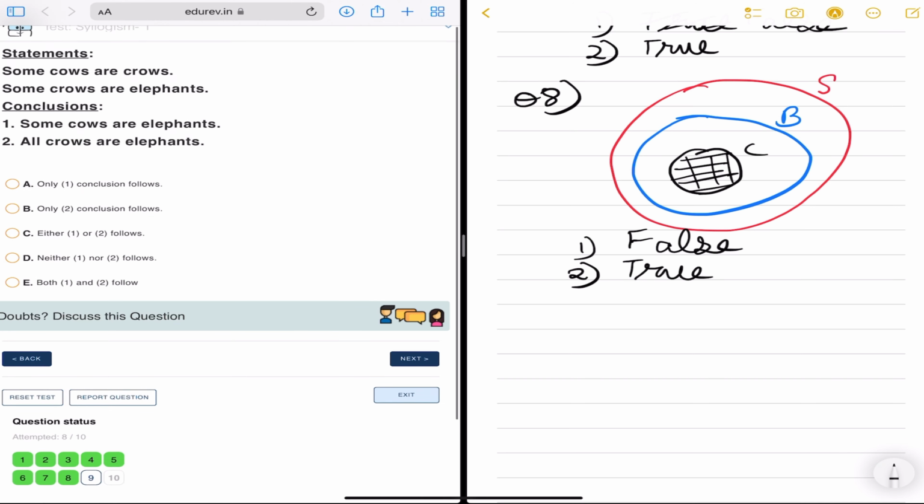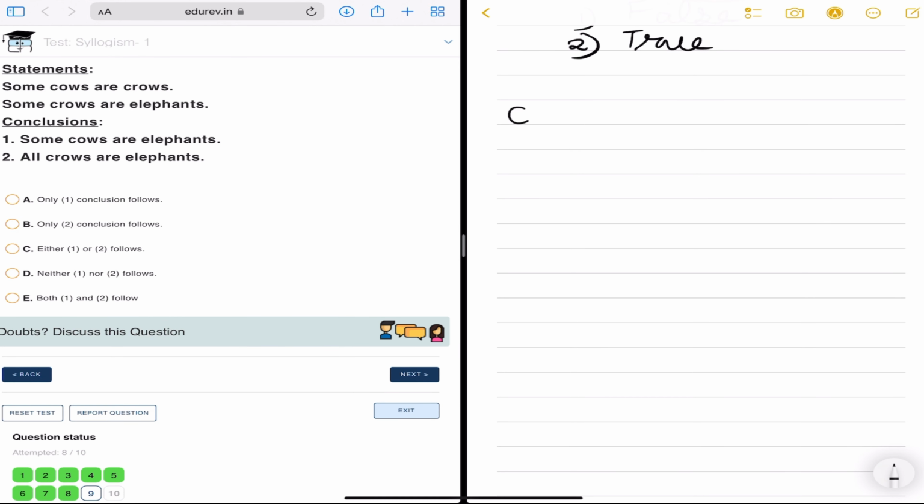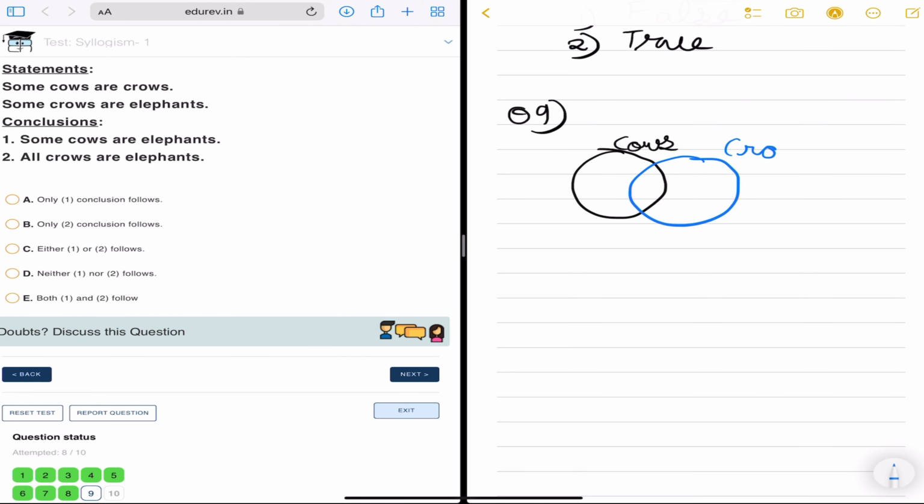Great. Now let's look at question number 9. It states that some cows are crows. So let's assume that this is our cows. Some of these cows are actually crows. And some crows are elephants. So some of the crows are elephants.